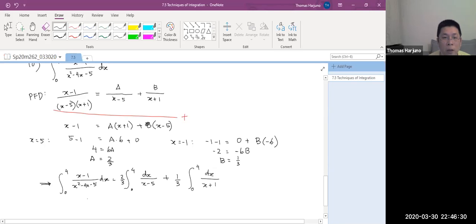Okay, let me go on a little bit further, but I believe we can finish it from here. The integral is 2 thirds natural log of the absolute value of x minus 5 from 0 to 4, plus 1 third natural log of x plus 1 from 0 to 4. And from there you go and simplify yourself.